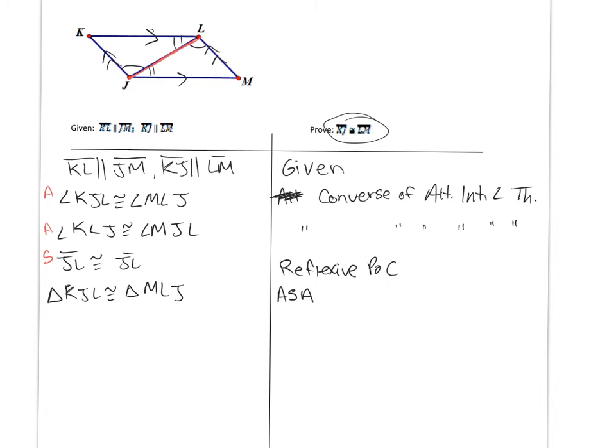Well, now I've proven that the two triangles are congruent. If the two triangles are congruent, then individual pieces are congruent. So I can say that KJ is congruent to LM by CPCTC.